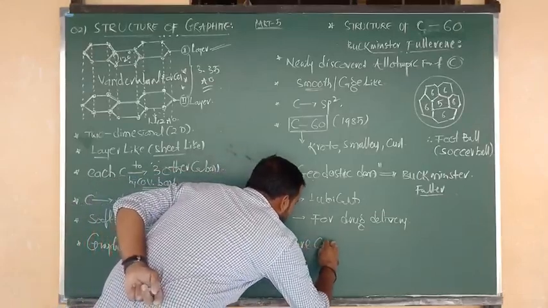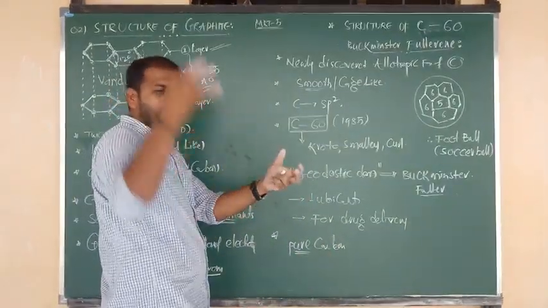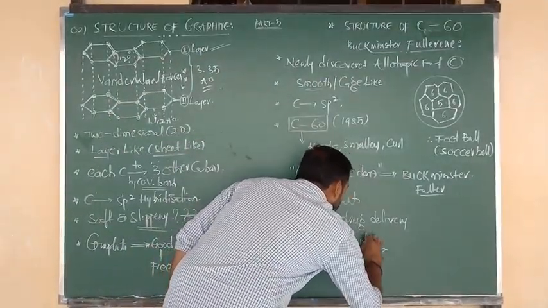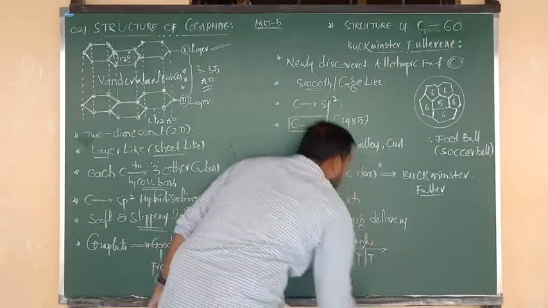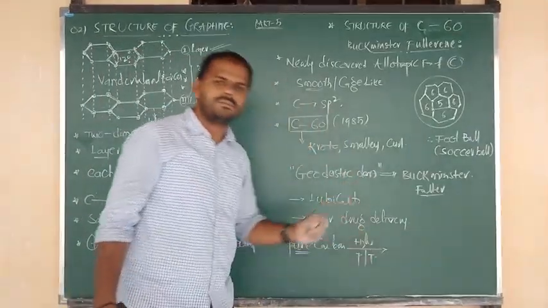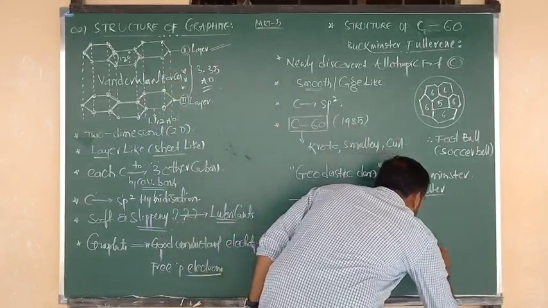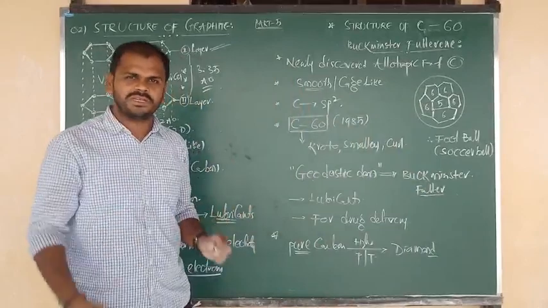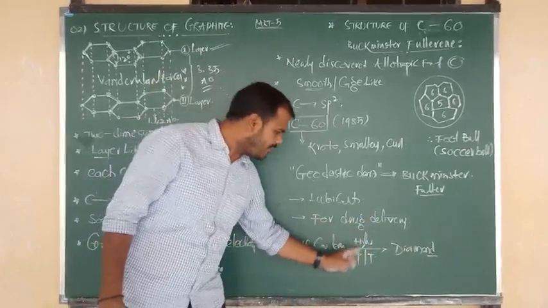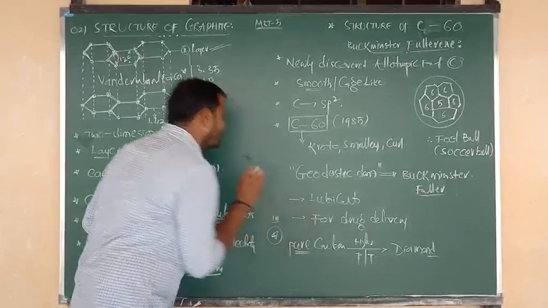First of all, consider pure carbon. When pure carbon is subjected to very high pressure and temperature, it forms a product. The product is diamond. So there is one question in the textbook: diamonds can be synthesized by subjecting pure carbon to very high pressure and temperature. It may be asked for 1 mark.